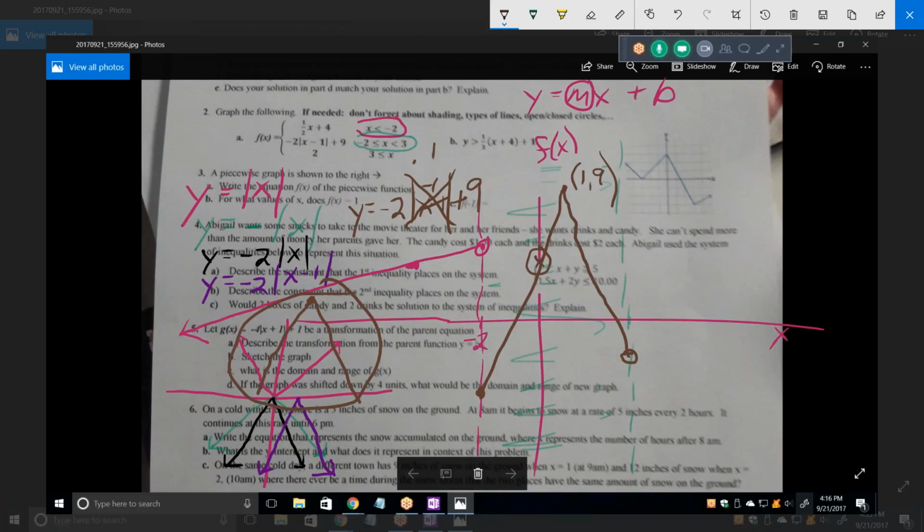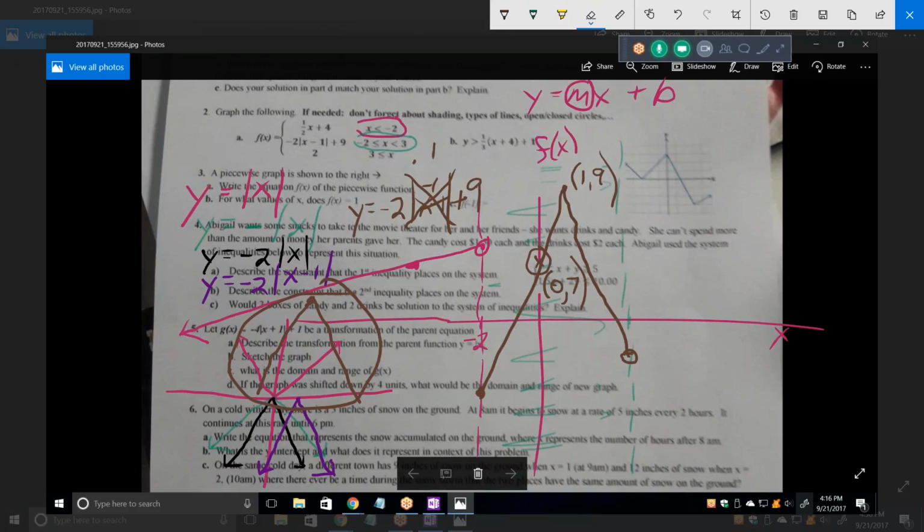What is that? -2 plus 9 is 7. So that point is (0, 7). I'm a little bit off with my graph, but not much. As long as I label the points, it's not so key what my graph looks like. What's important is what those points are labeled.